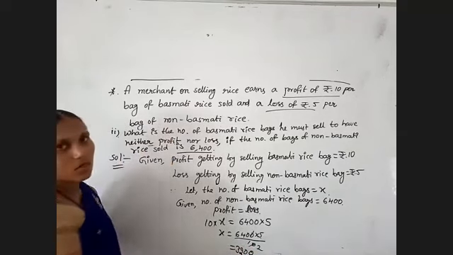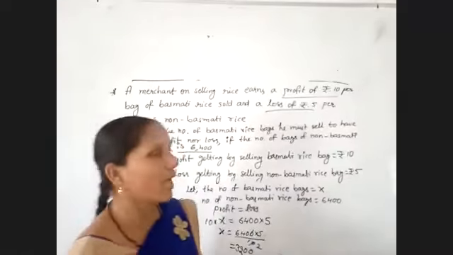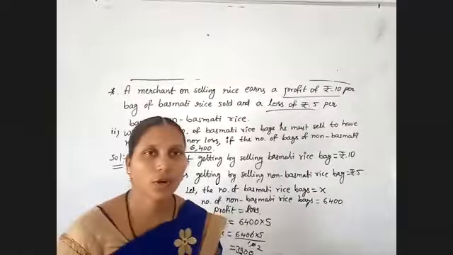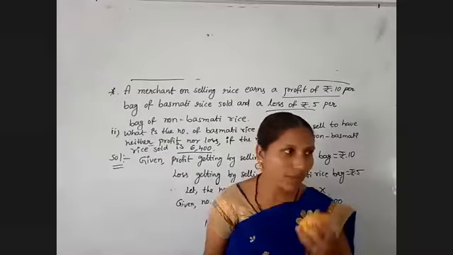So total 3,200 bags you must sell to have neither profit nor loss. So this completes our chapter, integers. Tomorrow we will start a new chapter, that is our second chapter, fractions and decimals. So whatever problems are there, practice them well today.